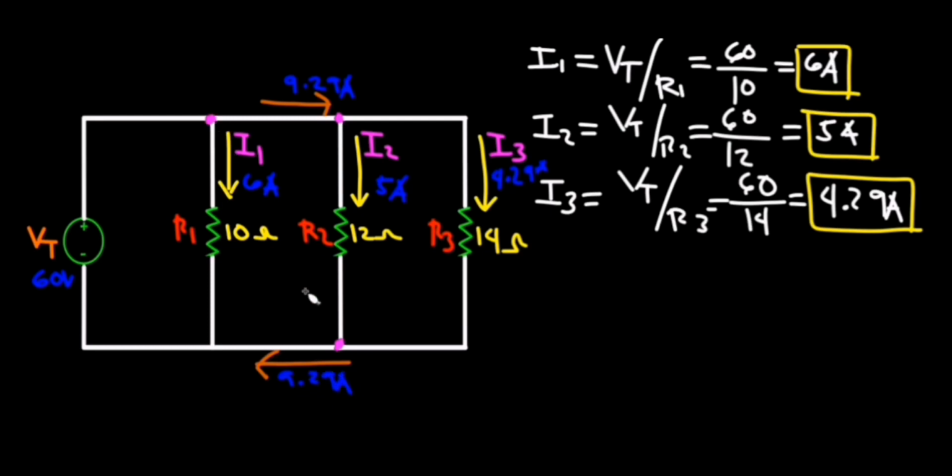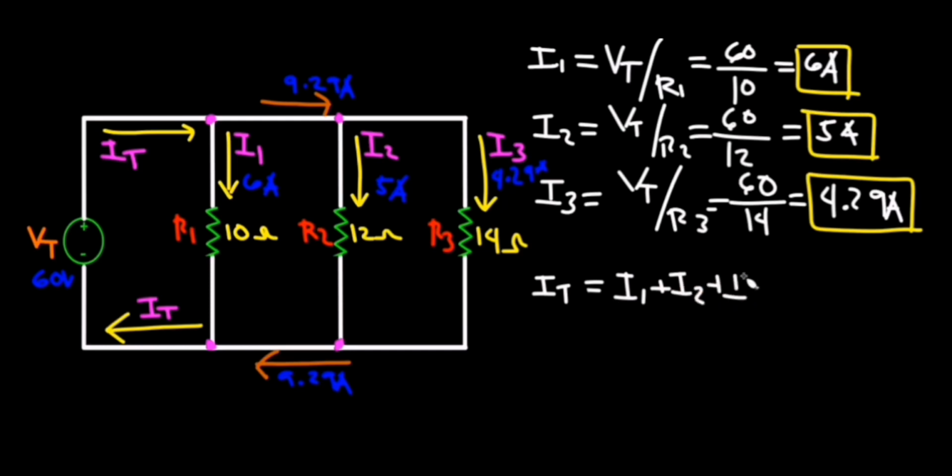At this point it will be equal to the total current, because as you can see the 9.29 amperes and I1 both leave the junction. Same with this point because 9.29 amperes and I1 both enter this junction. Now to solve for its total current, we will add all the current flowing in each of the resistors, I1 plus I2 plus I3. 6 plus 5 plus 4.29. So the answer is 15.29 amperes.